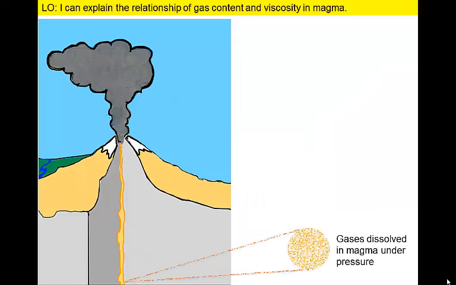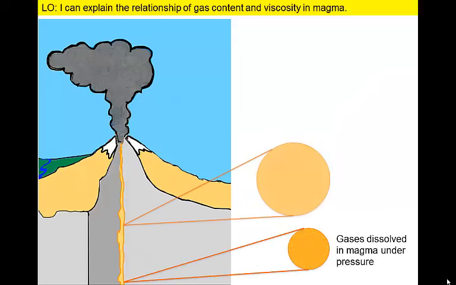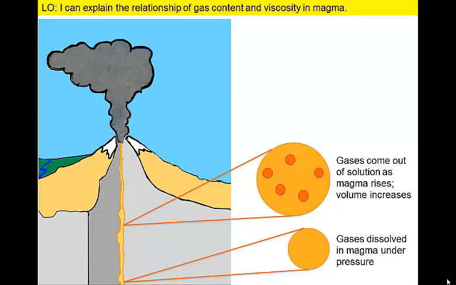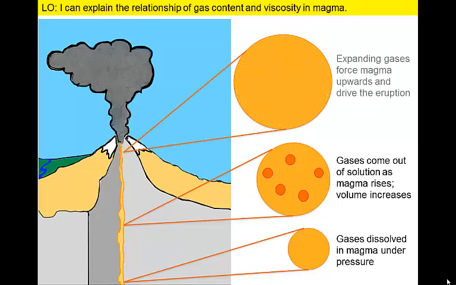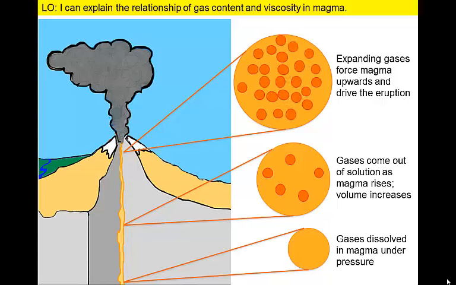The same kind of thing happens as magma rises toward Earth's surface. At depth in the crust, volcanic gases such as sulfur dioxide and carbon dioxide are dissolved in the magma. As the magma rises, it's under less pressure and gases start to come out of solution, causing the volume to increase. As the gases come out of solution, it forces the magma upward, and under appropriate conditions has the potential to propel the magma out of the volcano.